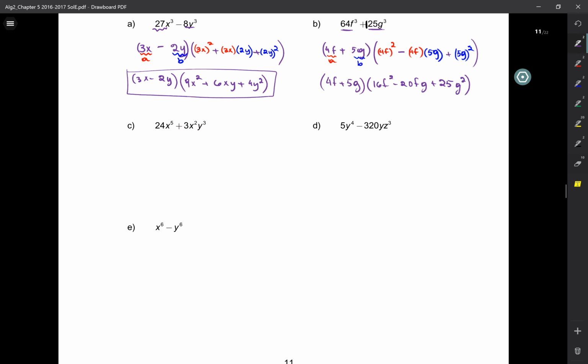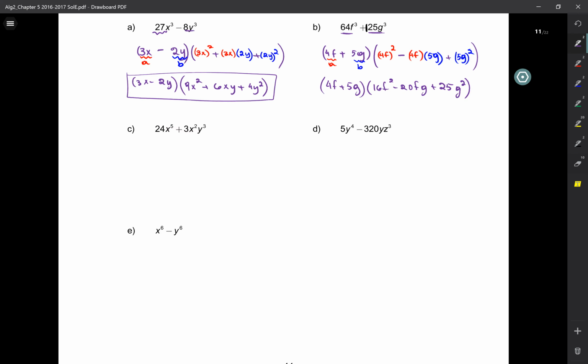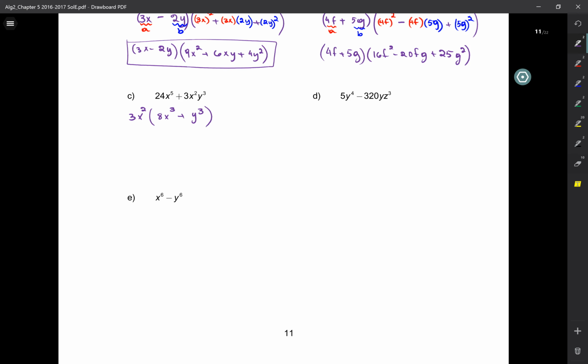Okay. In this next one, what can we factor out first before we even start with anything else? An x squared. What else? A 3 as well. So we can factor out a 3x squared. When I do that, I get 8x cubed plus y cubed. Okay? So now I'm going to factor the 8x cubed plus the y cubed. All right. So let's do this one more time, and the next one you're going to do on your own.